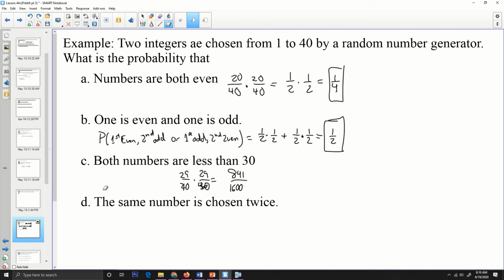All right, so to get the same number chosen twice, there's only a 1 in 40 chance that you will pick that number on the first one. But once you've chosen it, you have to choose the same number again. There's not another option. So once you roll that number, it can be whatever it is, but the next one has to be the same. So there's a 1 in 40 chance that you're going to get the same number twice.